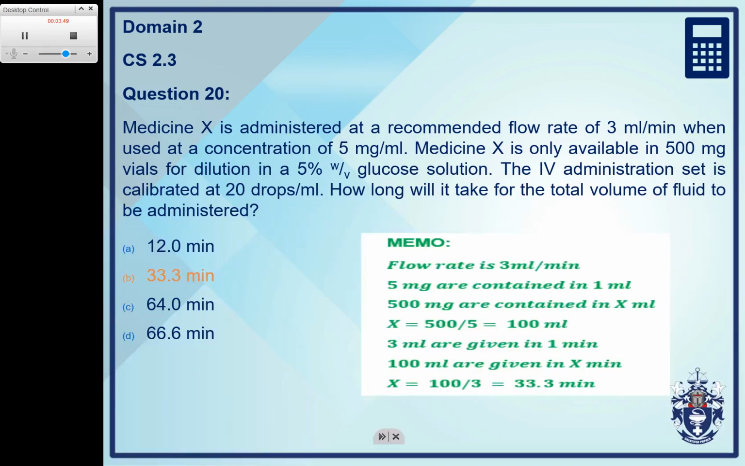In approaching this question, please note the following: that the flow rate required is 3 milliliters per minute, and this flow rate is applicable to a solution with a concentration of 5 milligrams per ml. What you have available is vials of the medicine containing 500 milligrams. So you have to dilute it to a concentration of 5 milligrams per ml. So if you have 500 milligrams, and to get it to a concentration of 5 milligrams per ml, you have to dilute it to 100 milliliters.